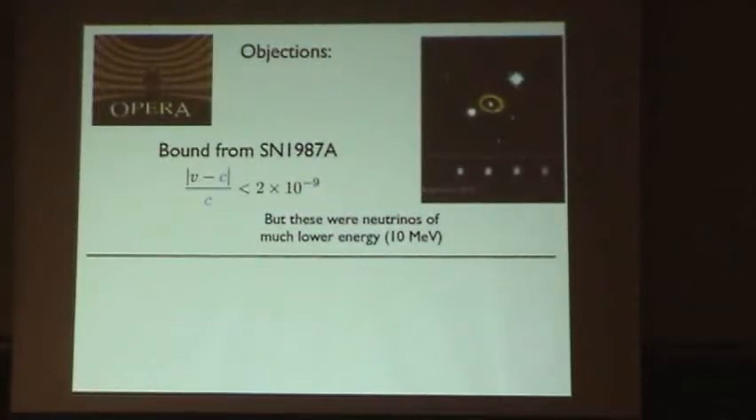So this would be a violation of this bound. But people said, okay, supernova 1987A told us neutrinos had to be moving very close to the speed of light, closer than OPERA says, but these neutrinos were at much lower energy. These neutrinos were at 10 mega electron volts, the OPERA neutrinos were in the giga electron volt range, I think, which is 1,000 times more energetic. So you can imagine looking up a theory where low energy neutrinos move slower than light, but high energy neutrinos move faster than light. Okay.